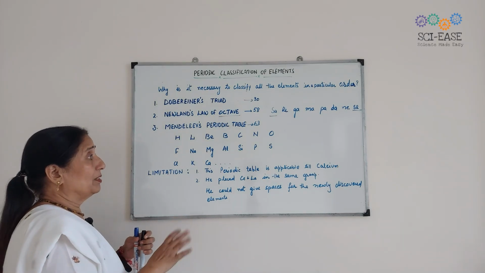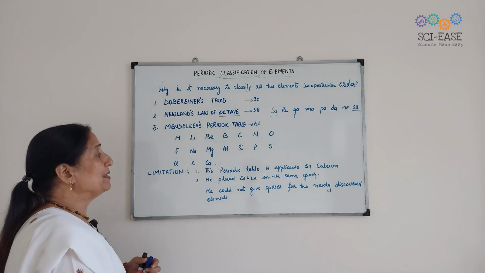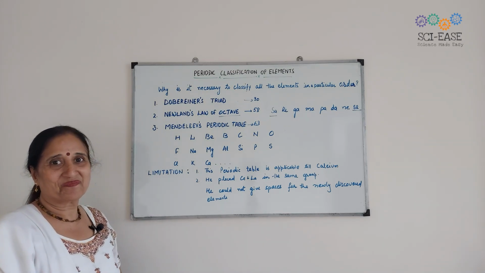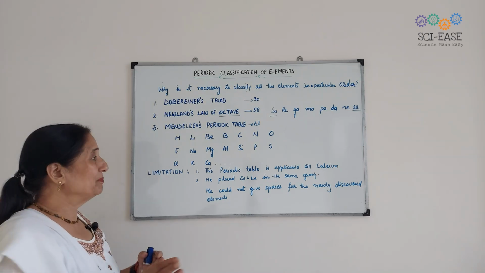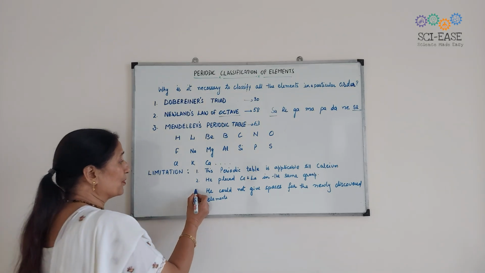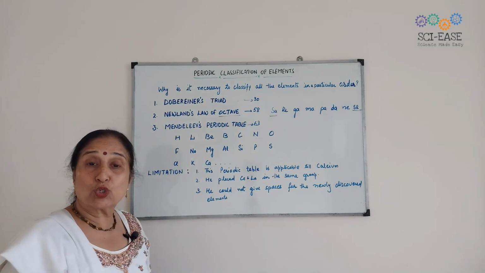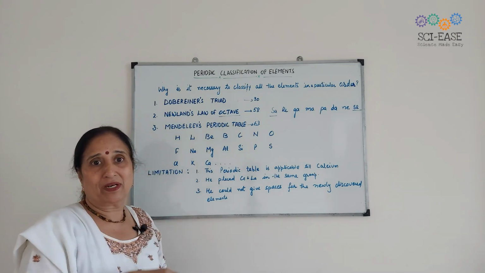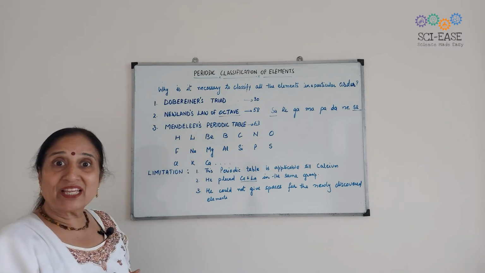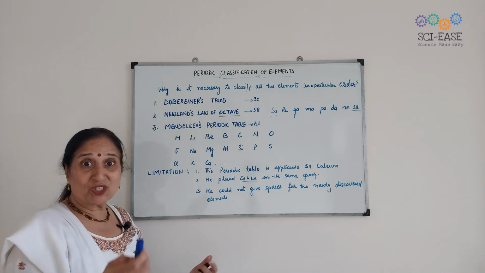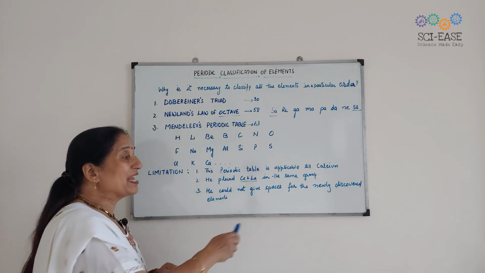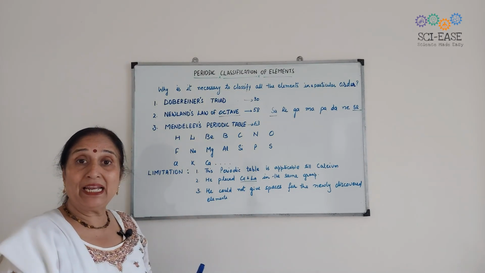But his periodic table is applicable only till calcium. Only till calcium can he arrange this. And second, in his periodic table, he placed 2 elements in the same group, which is not possible, like cerium and lanthanum, which he placed in the same group. So that is not possible. And the third drawback is, he could not give spaces for the newly discovered elements.